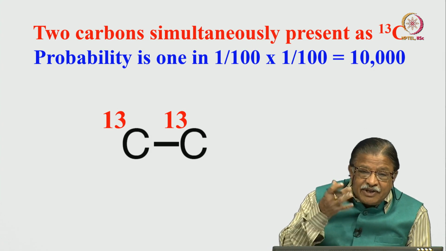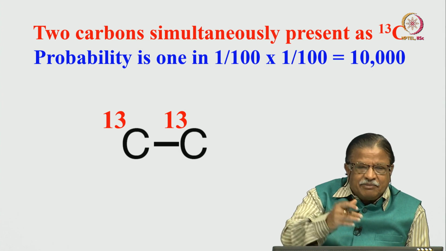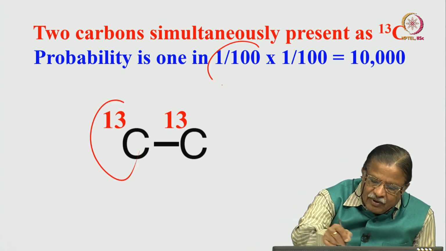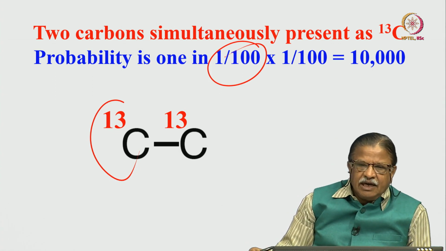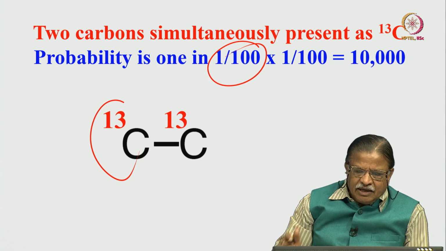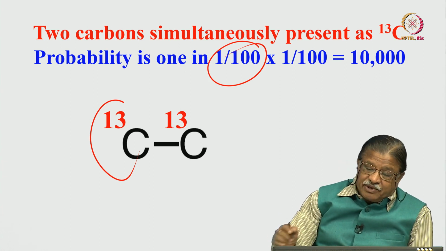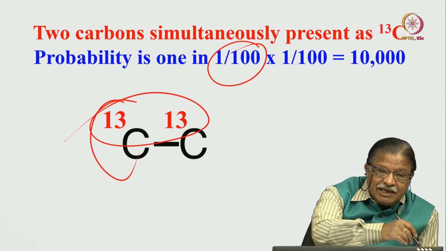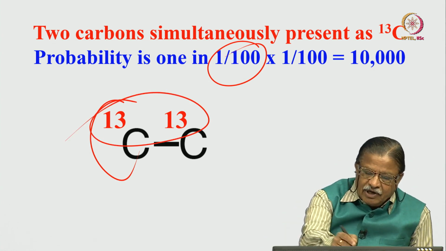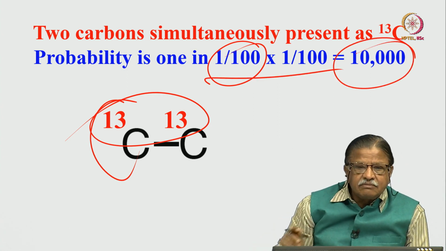What is the probability of seeing both the carbons present as carbon-13 in the molecule? Each one has a probability of 1 over 100 because it is 1.1% abundant. Forget about 1.1, make it 1%. So, it is 1 over 100. The probability of both of them present jointly, simultaneously as carbon-13 is a joint probability. It is 1 over 100 into 1 over 100. It is 1 in 10,000.